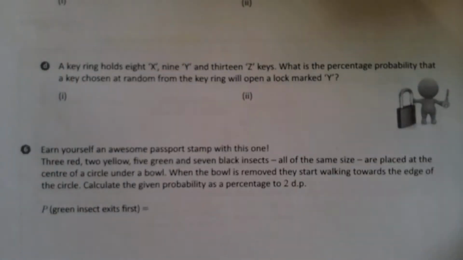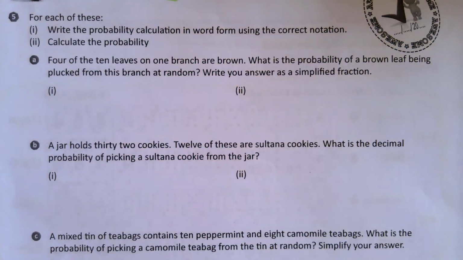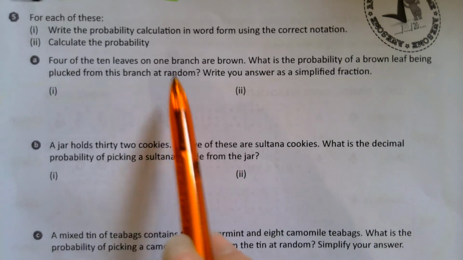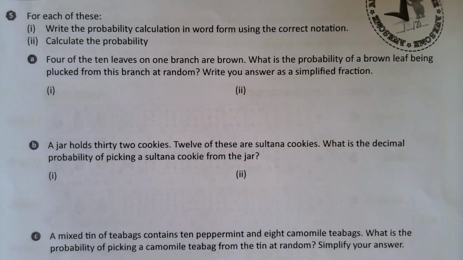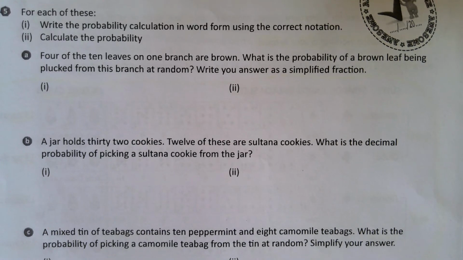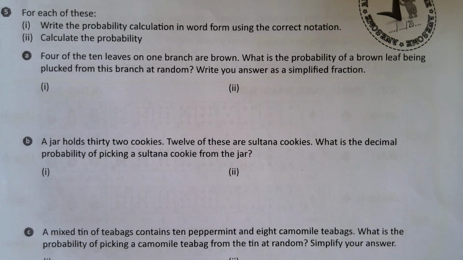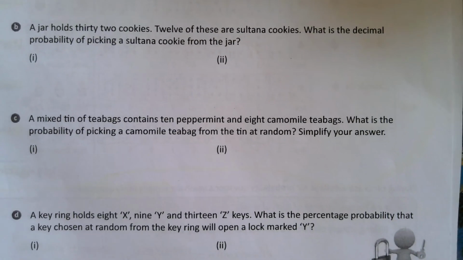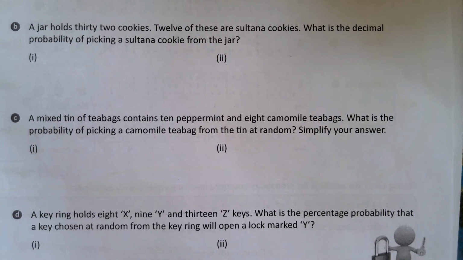Okay, question 5 and 6. There you go, question 5. Read through it very carefully. Make sure you highlight exactly what it is that you need to be finding. That's 5A, B and C. And there is another one, 5D. Have a go at those, see how you go.